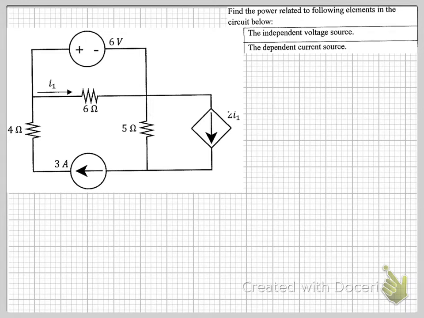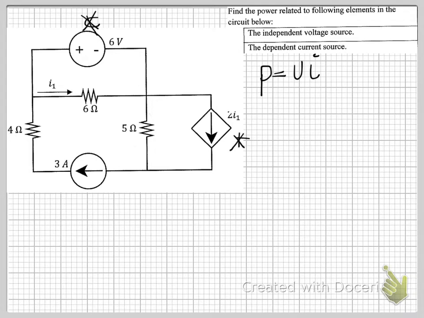So the next question we're going to be looking at is this question, where you're asked to find the power that is related to the independent voltage source and the dependent current source. Okay, so the first thing we need in order to find power, we know that power is equal to VI, right? So we need to find the voltage and the current that is going through our independent source, which is here, and our dependent current source, these two.